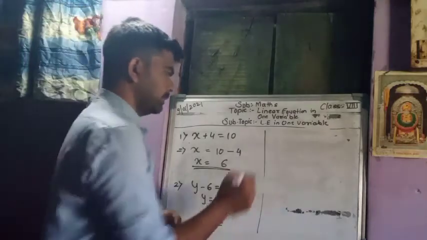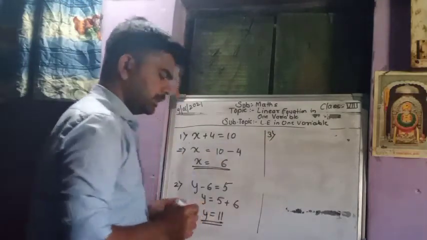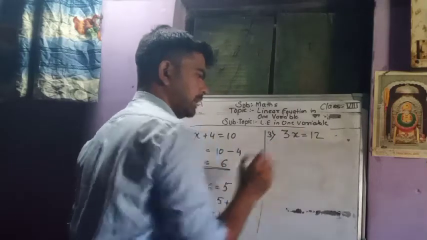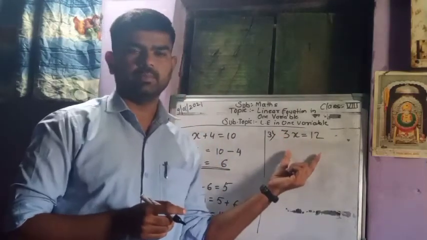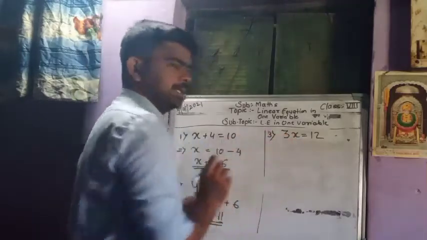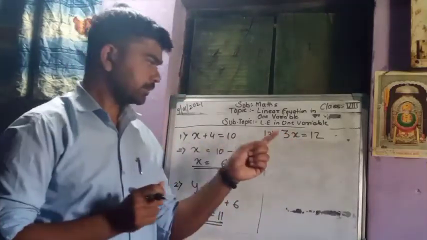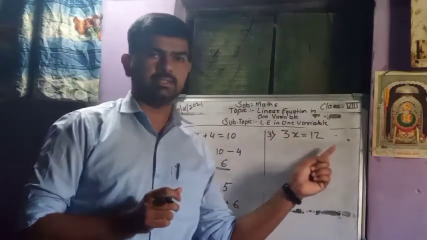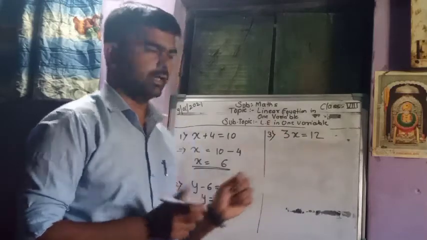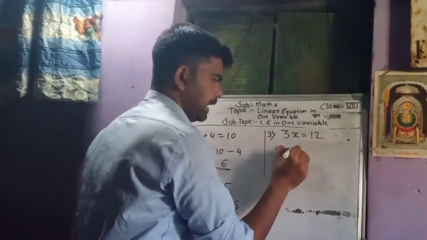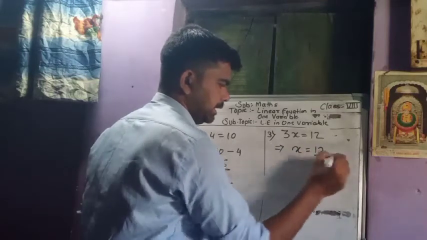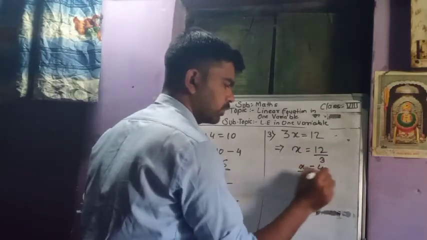Then the third problem is 3x equal to 12. It is a type of multiplication problem. How to solve this? It is in a multiply term. When we take the LHS term to RHS in a multiplication, we have to take it as a divide. So we'll put x is equal to 12 divided by 3. So we'll get x equal to 4.